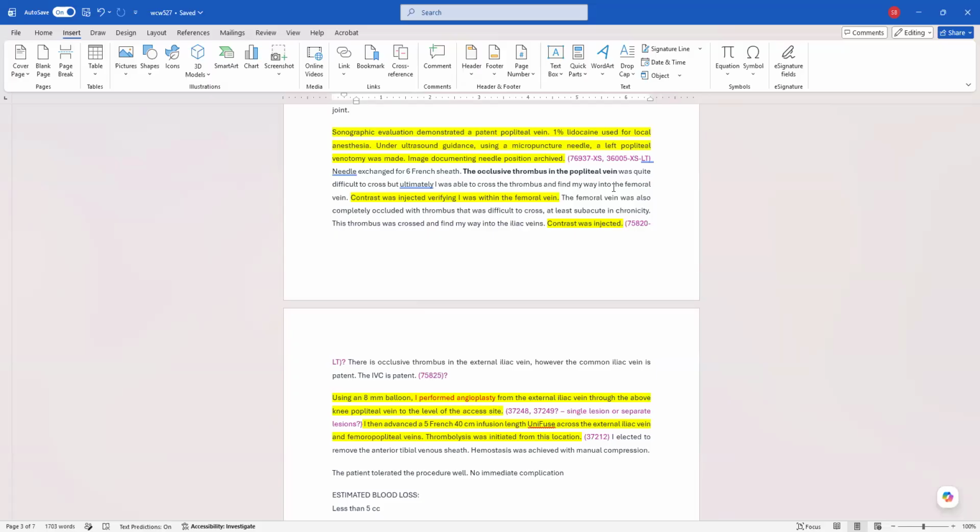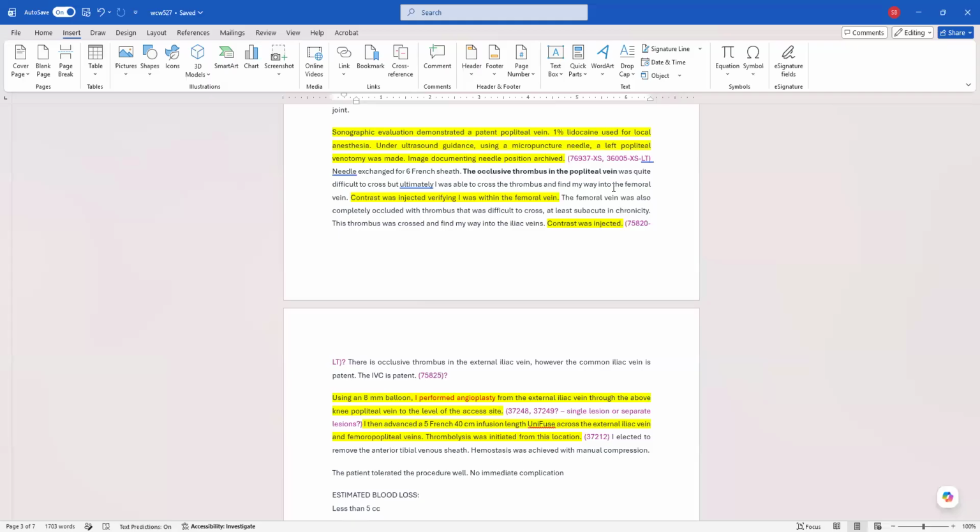So what's going to happen is the puncture's at the popliteal and the physician is still going to be continuing to go up the extremity, moving up the extremity towards the IVC. So that catheter code wouldn't change unless we hit that inferior vena cava. So that cath code is 36005. I just highlighted the next statement here. It mentions an occlusive thrombus in the popliteal vein.